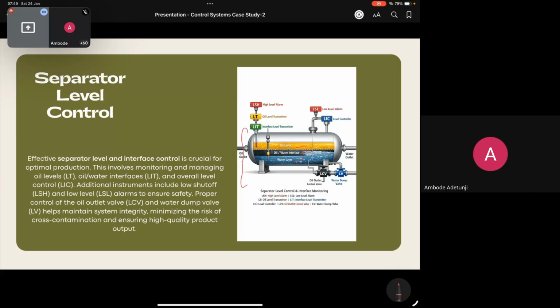But then you will see this interface, right? You will see this interface. So you can see this dedicated meter for that interface. So we are monitoring that interface. We are monitoring the oil itself, right? And then we are monitoring the overall level of fluid in the tank. So all of these things are what will go into our program, right? And then we write the logic on how everything will interact.